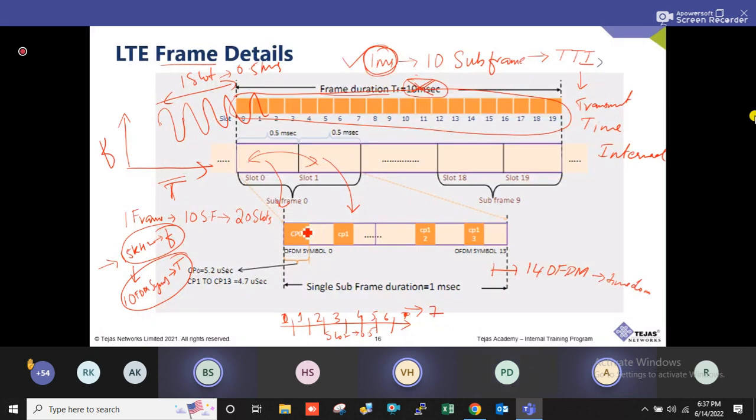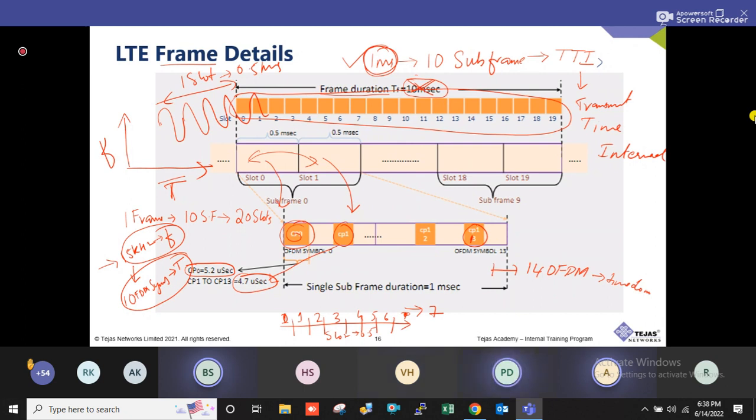One important concept here is to counter ISI. As I discussed earlier, we have something called cyclic prefix. The cyclic prefix duration for CP1 till CP13. Sorry, this has to be 13, not 3. CP13 is 4.7 microseconds, and the cyclic prefix duration of only CP0 is 5.2 microseconds.